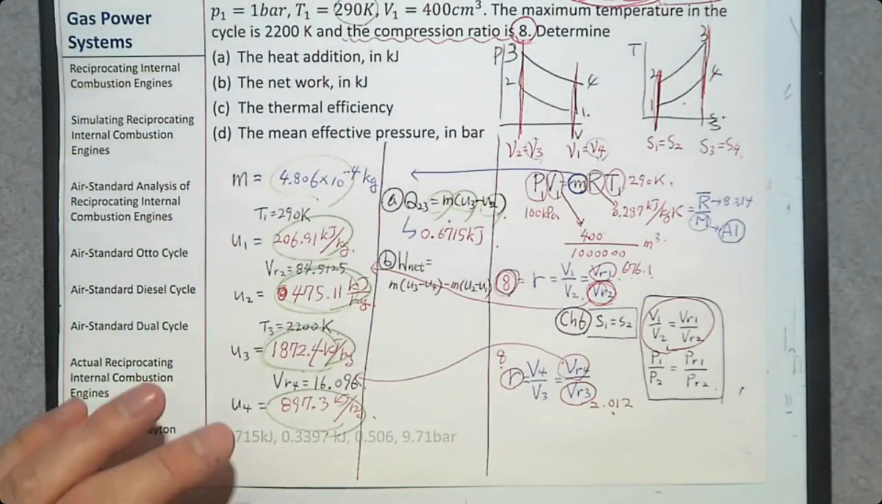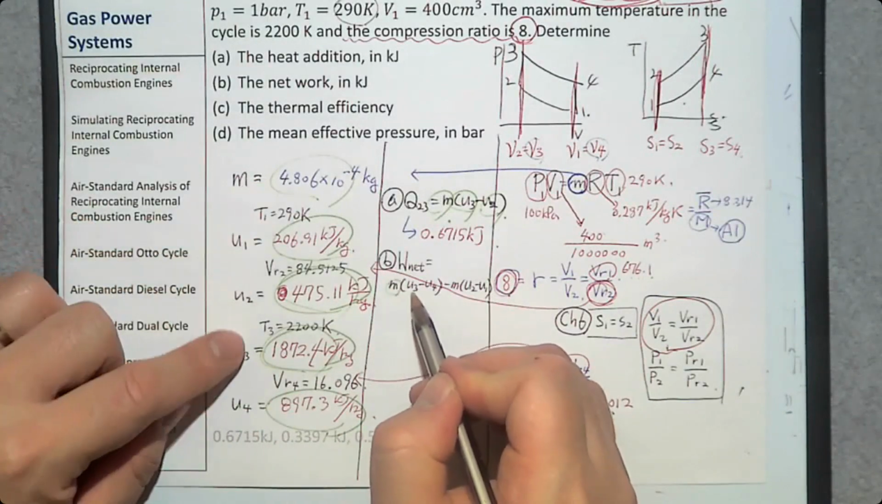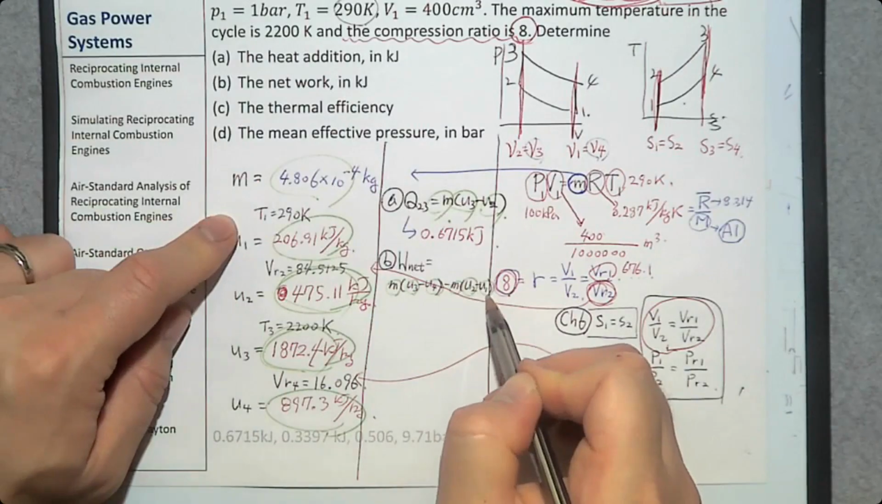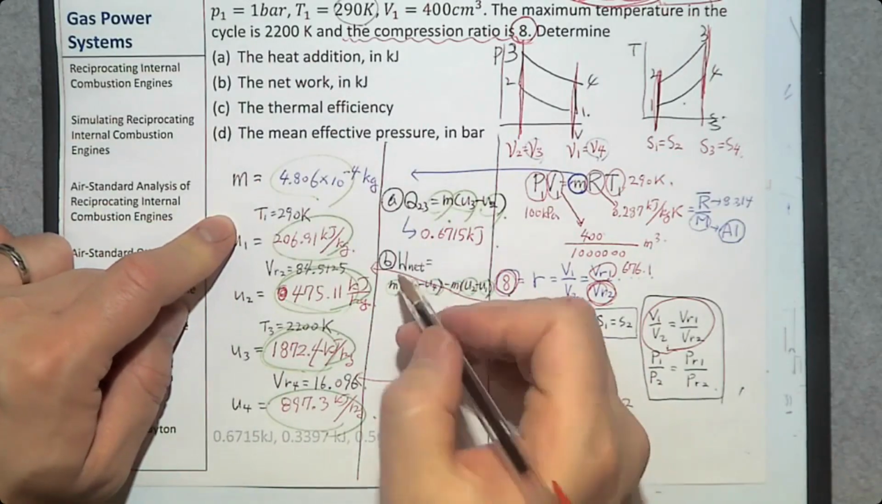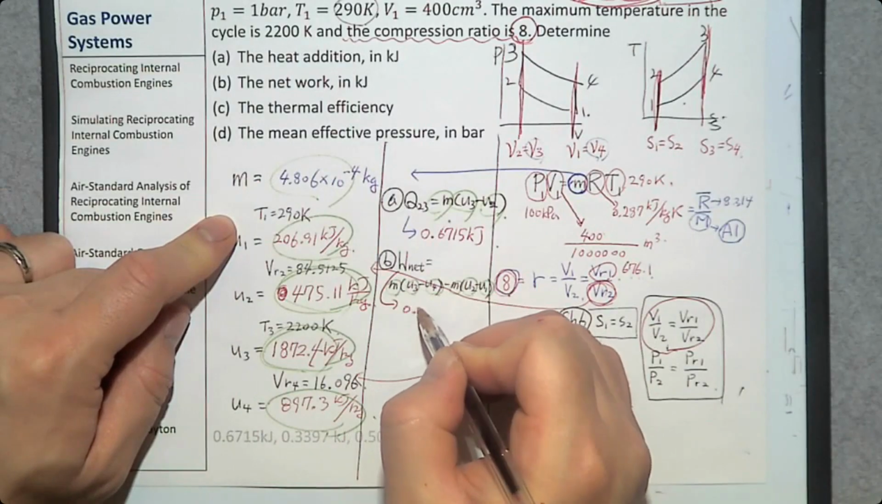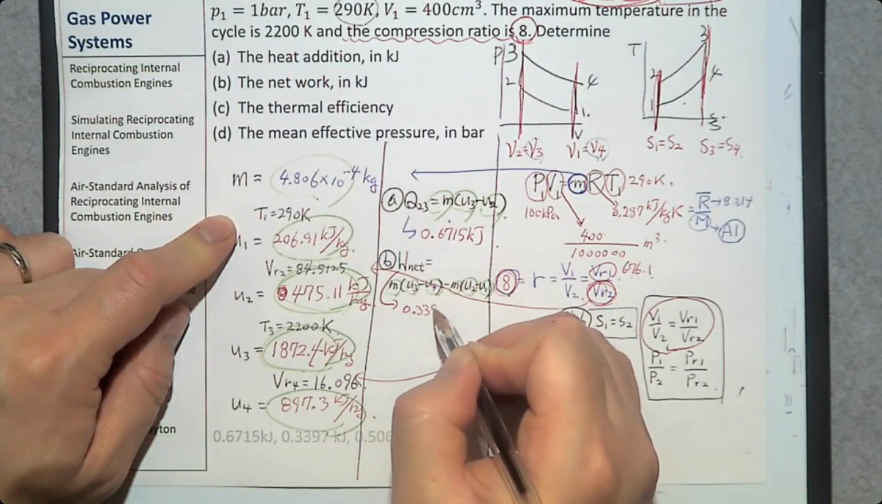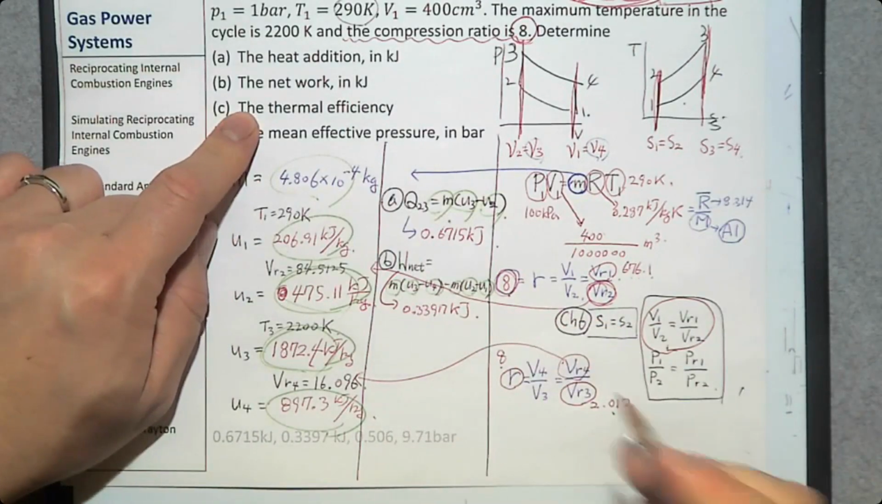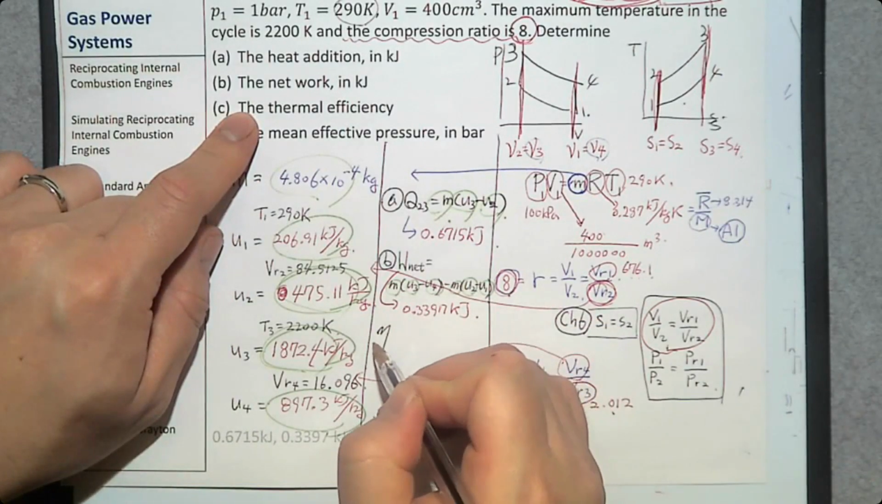Then do we know all of them? Yes, mass here, U3, U4, mass, U2, U1. So can you determine W net? Yes, 0.3397 kilojoule. Thermal efficiency. Can you determine the thermal efficiency?